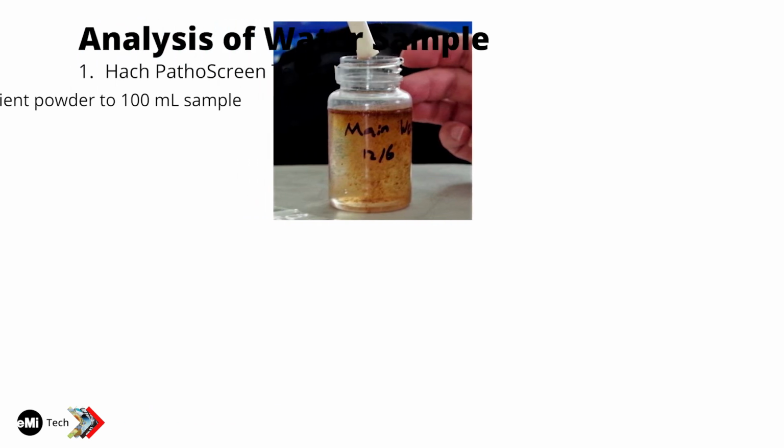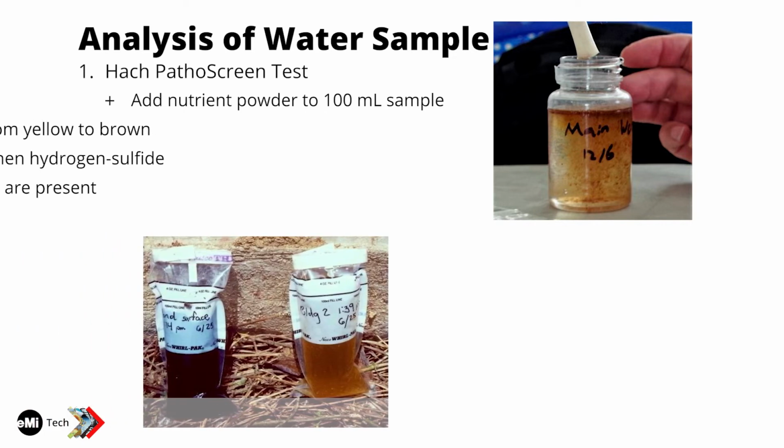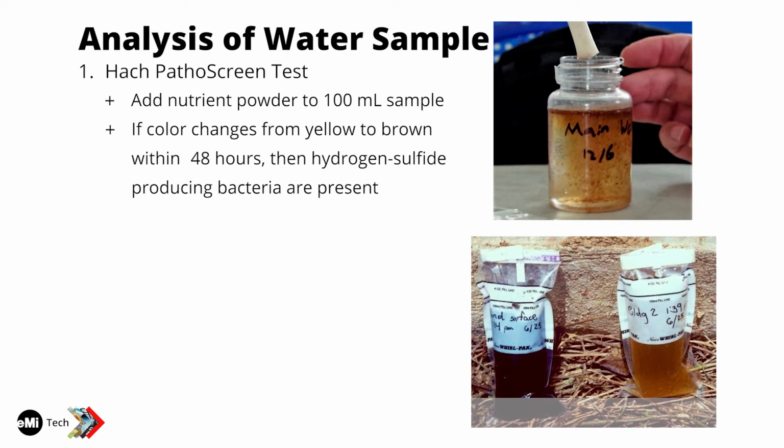Essentially, you just take a 100 milliliter sample of the water in a bottle or a Whirlpack bag. And then you just need to add a nutrient powder to the sample and you seal it up. All you need to do is store it for 48 hours. And if it turns from yellow to brown over that time, that indicates that there is this broad class of what we call hydrogen sulfide producing bacteria present in the water.